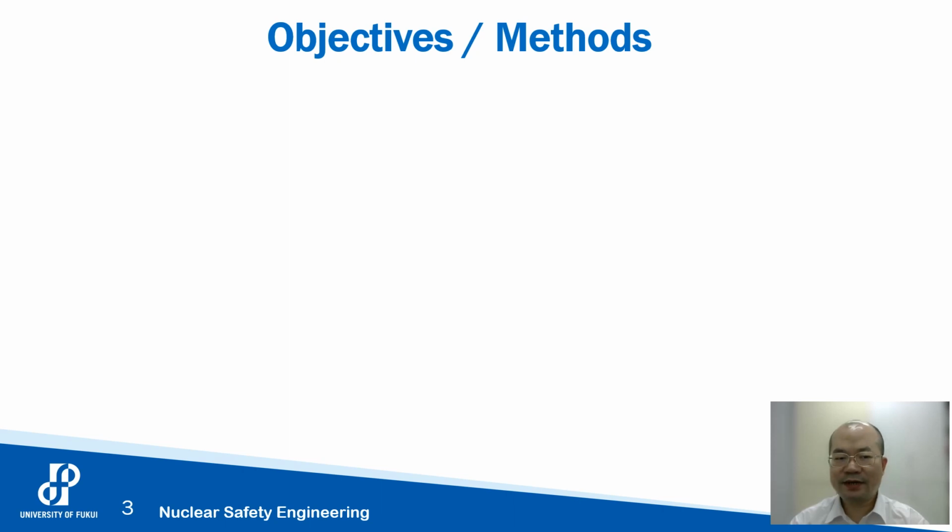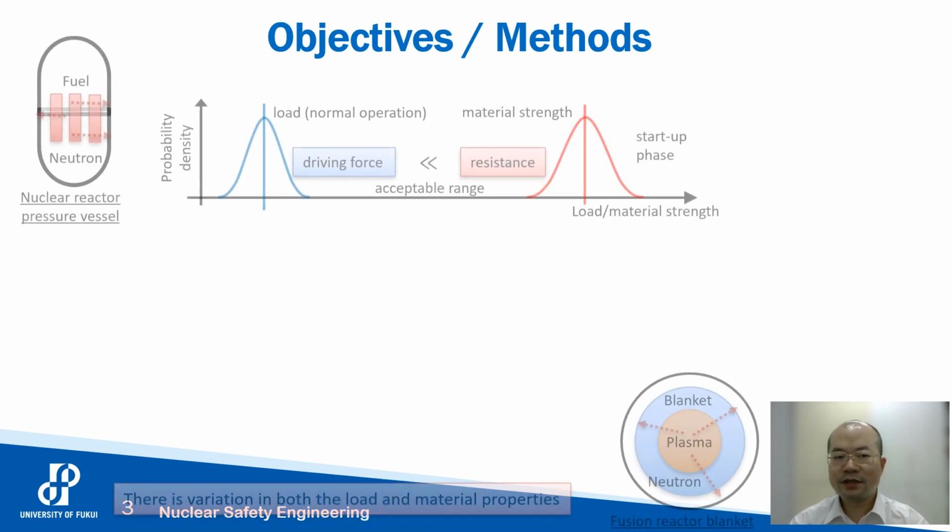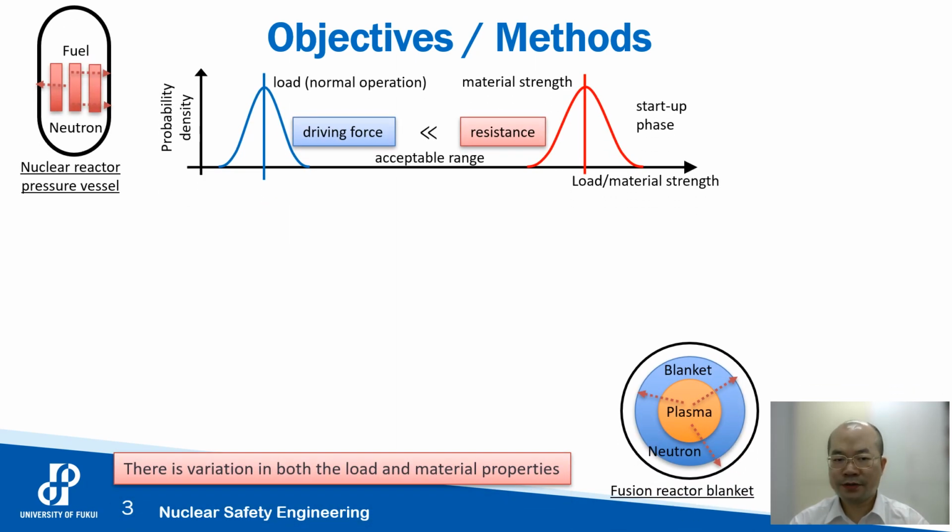Next, let me explain the context of the structural integrity assessment, focusing on structures and materials. In nuclear power and nuclear fusion, structural materials experience loads and undergo material degradation caused by high-energy neutron irradiation. When designing structures, it is crucial to recognize that the load during normal operation is much lower than the material strength. This means that the driving force is significantly smaller than the resistance.